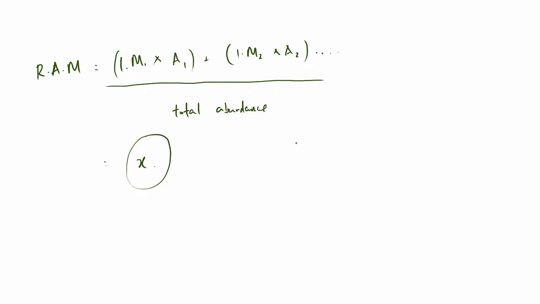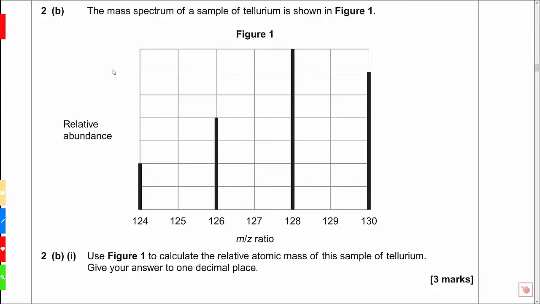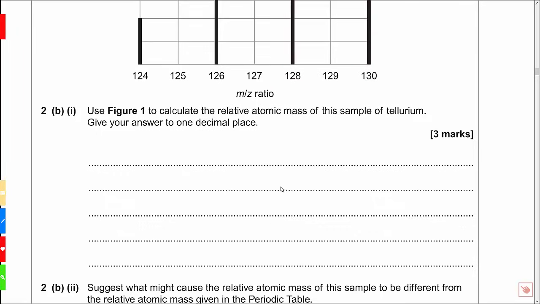So this is a paper from the old series of June 15. This question gives you the mass spectrum of a sample of tellurium. So tellurium is shown in figure 1. We've got an m/z ratio, and we've got a relative abundance, not in percentage again, as this bit here. So I suppose this is a horrible question.